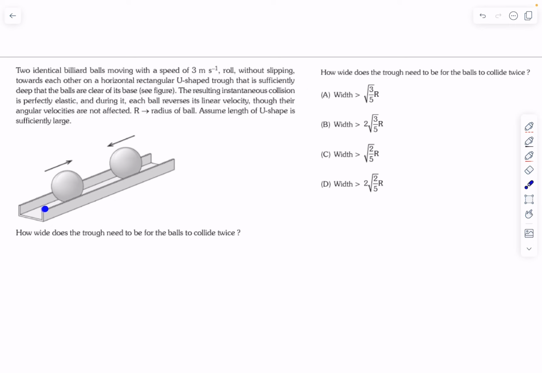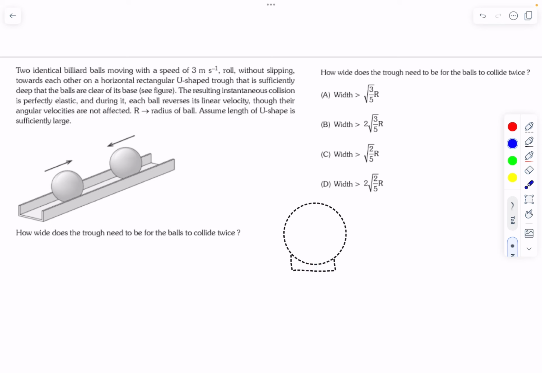Now the diagram makes it look as if the balls are rolling on an incline, but it's a horizontal plane. At the same time, the base of the ball doesn't touch the base of the U-shaped trough. So the side view will look something like this. This is how the base will look. So this is the trough and the ball is rolling like this, and the ball's base is above the bottom of the trough.